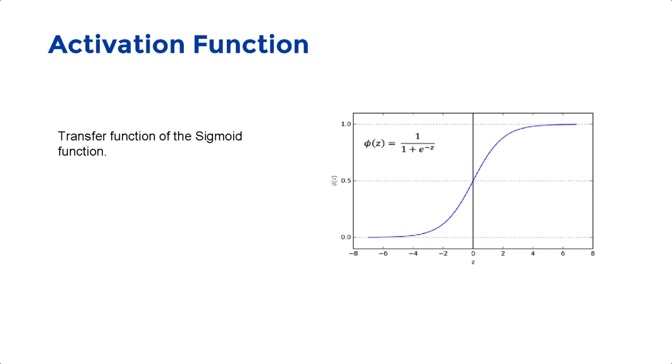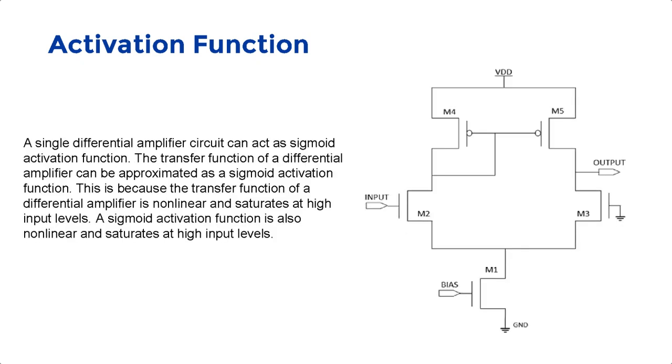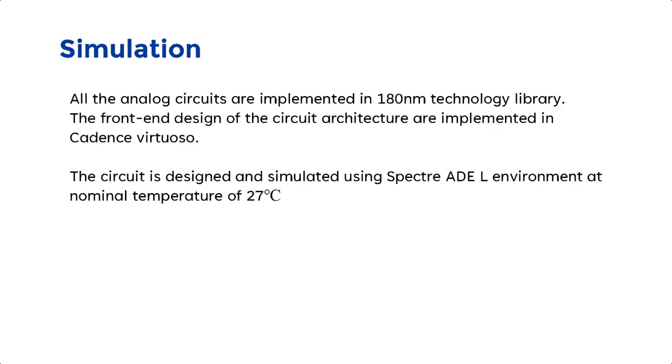The transfer function of the sigmoid function is an S shape. Considering this S shape, a simple differential amplifier is deployed as an activation function, as it also has the same transfer function. It also saturates at high input and low output, the same as the sigmoid activation function, and also gives a non-linear relationship between the input and output. This makes it an apt circuit for implementing an activation function.